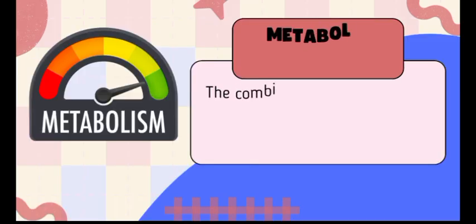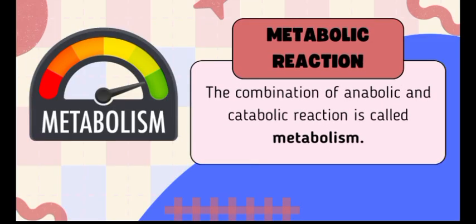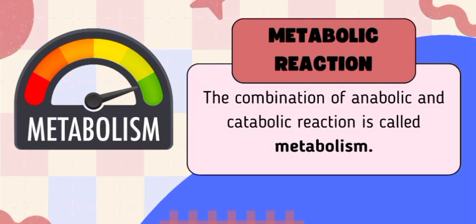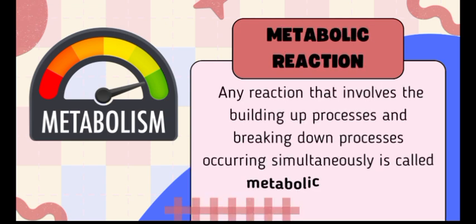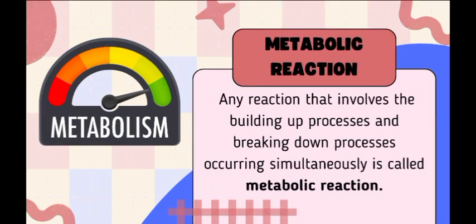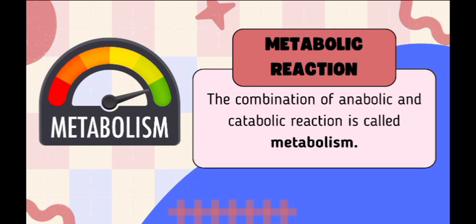Now, we have the combination of these processes, the anabolic process and the catabolic process. Any reaction that involves the breaking down process on one hand and the building up process on the other hand is referred to as metabolic process. It is important that you note these terms: anabolism, catabolism, metabolism. So metabolic process or metabolism refers to any reaction where anabolism is taking place on one hand and catabolism is taking place on the other hand. When these two processes take place simultaneously, that is referred to as metabolism.